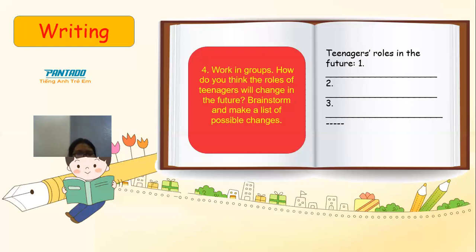Number three is, oh, I don't know. I can't think about it. One teenager role, they can help old people and stuff.